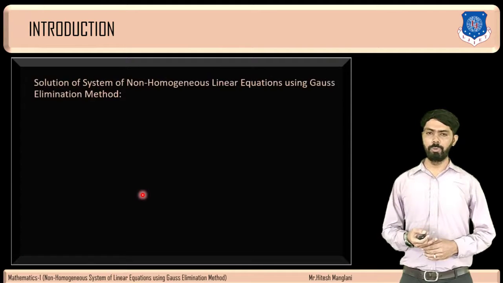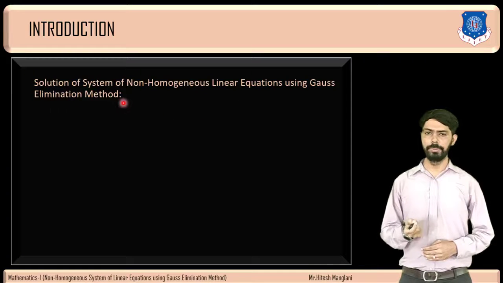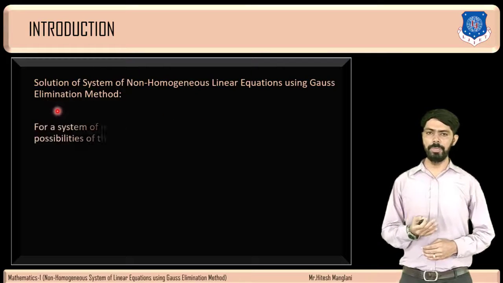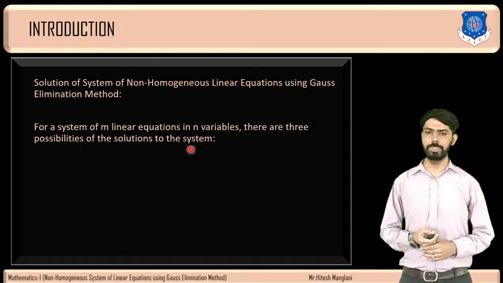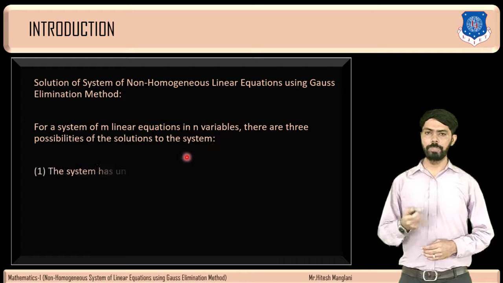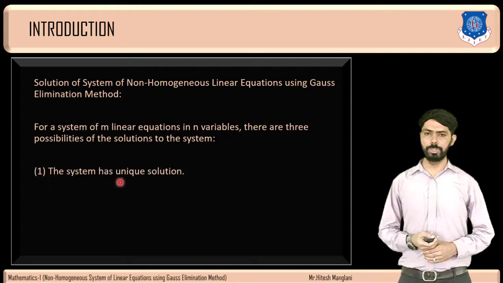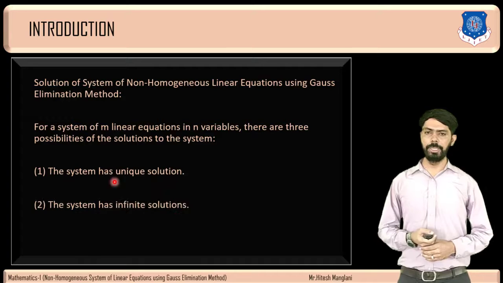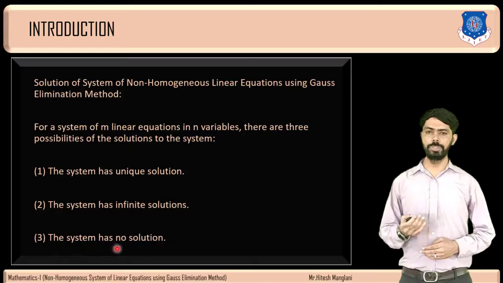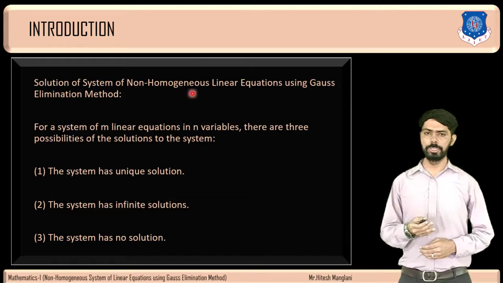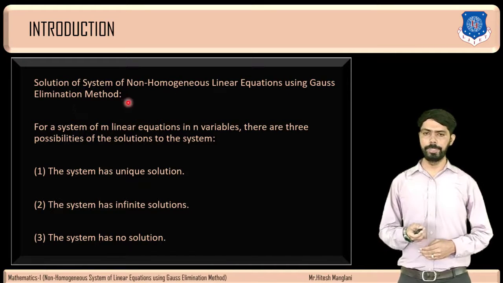Now we will understand how to find the solution of a non-homogeneous system using Gauss elimination method. So for a system of n linear equations in n variables, there are three possibilities of the solution to the system. First possibility, the system has a unique solution. Second possibility, the system has infinite solutions. And third possibility, the system has no solution. So there are three types of possibilities for the solution of non-homogeneous linear equations using Gauss elimination method.